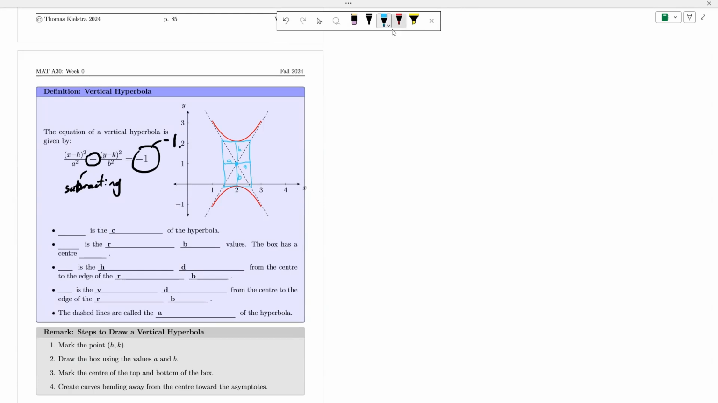So here, HK is the center of the hyperbola. A and B are the reference box values. The box has a center, HK. A is the horizontal distance from the center to the edge of the reference box. B is the vertical distance from the center to the edge of the reference box. The dashed lines are called the asymptotes of the hyperbola.